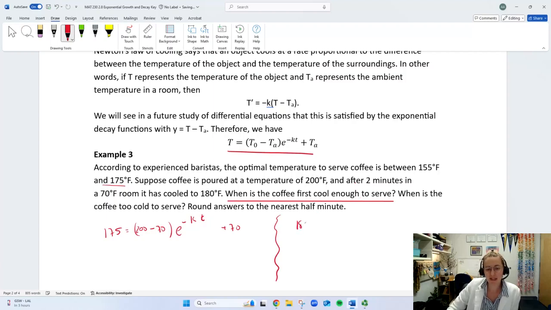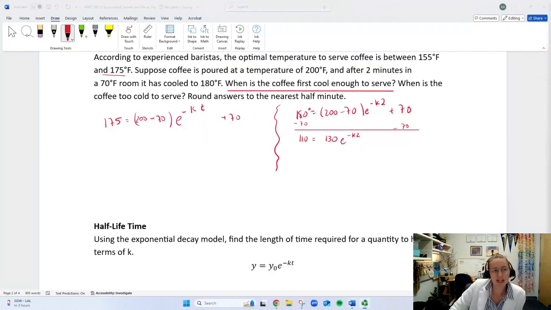So I'm going to set up the same exact equation, except that now I know that after 2 minutes, so t equals 2, I will have 180 degrees right over here. And I'm going to try to solve this out. I'm going to simplify my coefficient out in front, subtract 70. Go ahead and pause this video and try to solve this.